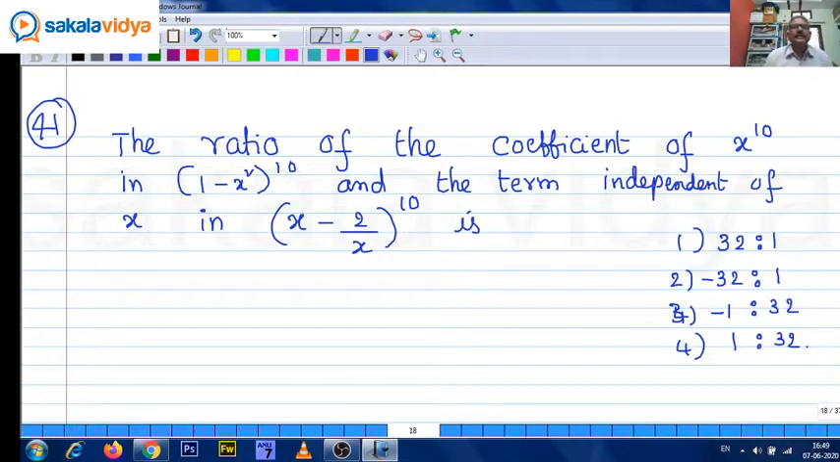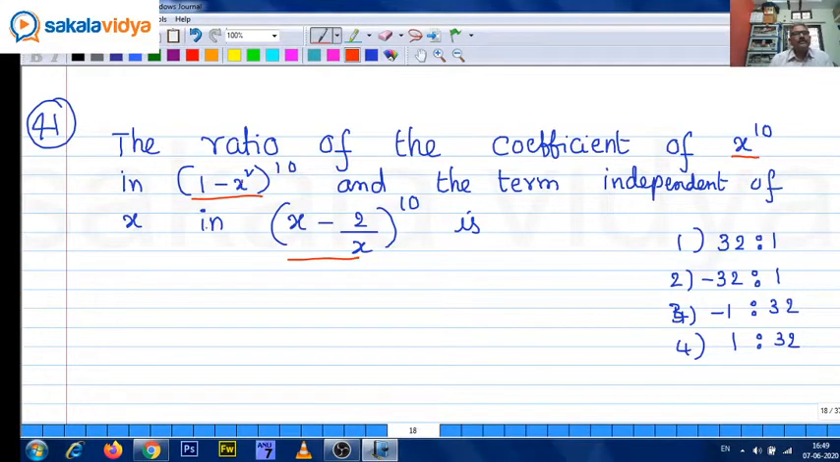So that means here just read the question once again. The ratio of the coefficient of x to the power of 10 in (1 minus x square) whole to the power of 10, and the independent term in the other expansion. Here r value is not 10 because we have x square. Ratio between these two we need to find out. So first let us find out the coefficient of x to the power of 10 in this one.